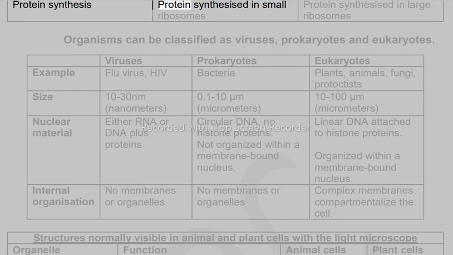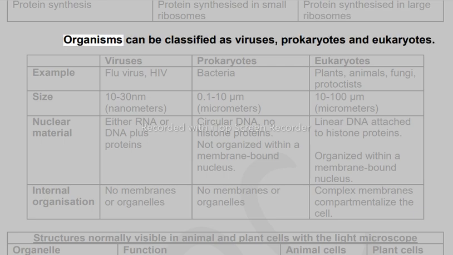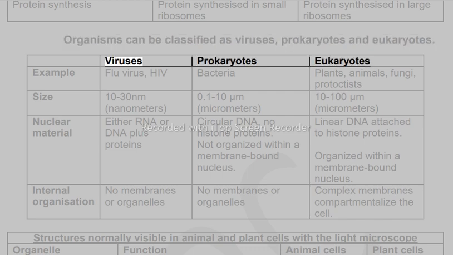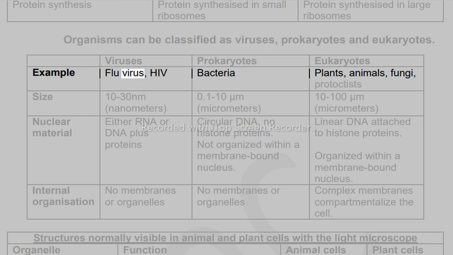Protein synthesis: protein is synthesized in small ribosomes in prokaryotes and in large ribosomes in eukaryotes. Organisms can be classified as viruses, prokaryotes and eukaryotes. Examples: flu virus, HIV; bacteria; plants, animals, fungi, protoctists. Size: 10 to 30 nanometers, 0.1 to 10 micrometers, 10 to 100 micrometers. Nuclear material: either RNA or DNA plus proteins.